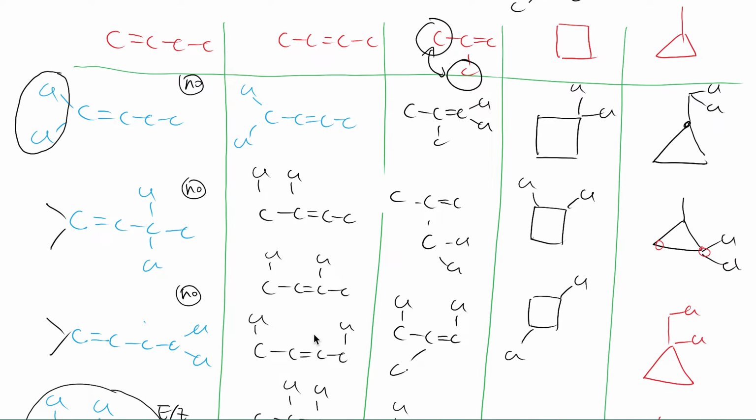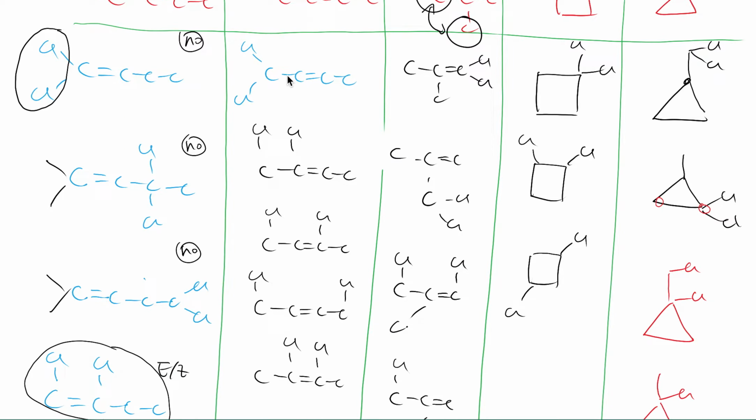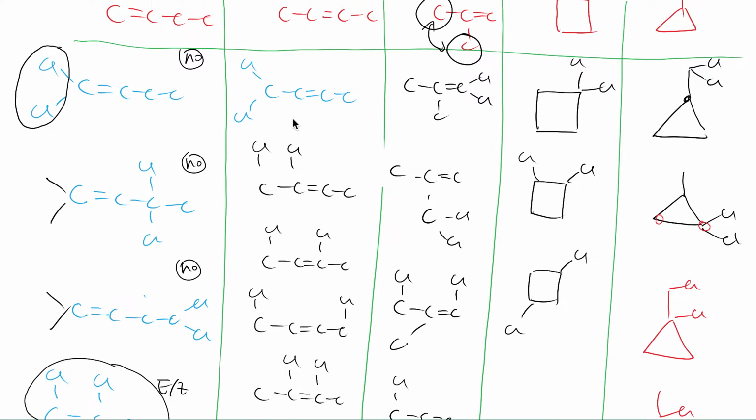So the next question, I want everyone to do by yourself. The next column will have 5 different molecules. Can everyone type in the Skype chat how many molecules you think have geometric isomers? If you think out of those 5, 2 have geometric isomers, just type a 2. 3, just type a 3.